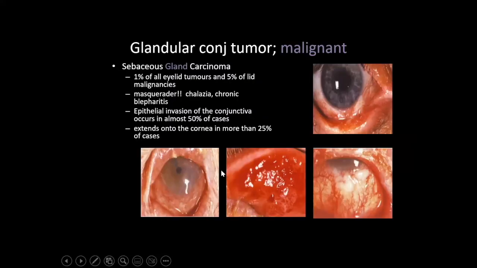The granular conjunctival tumor. I will limit myself to sebaceous gland carcinoma, and it's a masquerader. It presents like recurrent chalazion or chronic posterior blepharitis. So if you see any patient with a risk factor that presents to you with recurrent chalazion and chronic posterior blepharitis, you initiate a measure and it recurs, then you should begin to suspect sebaceous gland carcinoma.